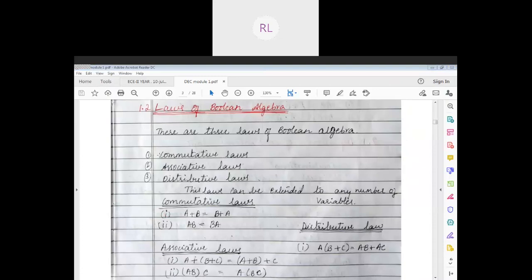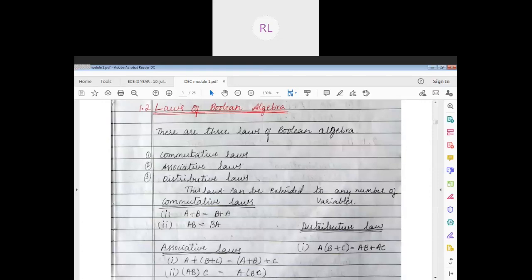Okay. So these are the three major laws of Boolean algebra. You have commutative law, associative law, and distributive law. You would have seen these laws previously, but anyway, I will have a recap of these laws.